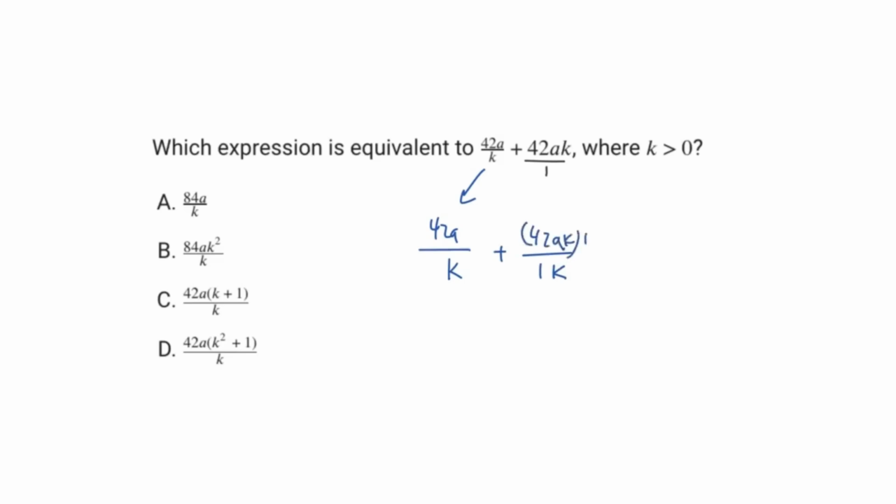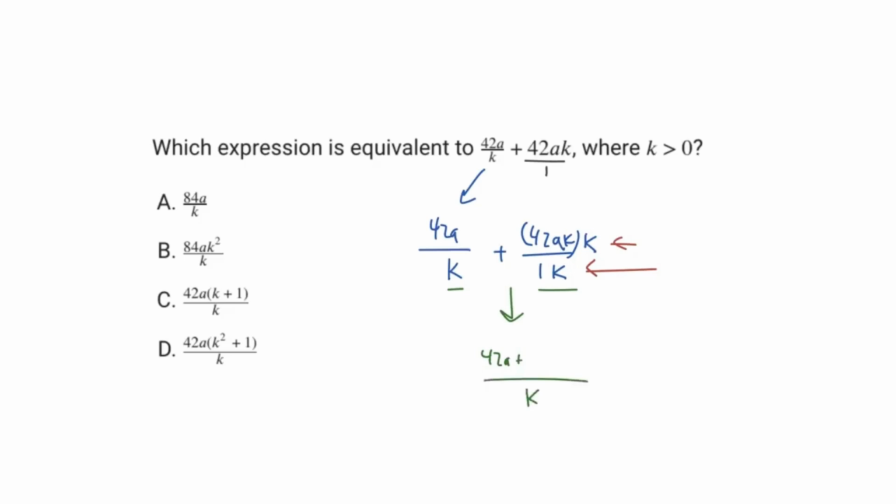times k. And the reason we're doing that is to find a common denominator, and k over k is 1, so it really is the same thing, right? It's the equivalent expression or form, but we just want a common denominator here because now that we have the same denominator, we can combine the numerators. We get 42a plus whatever over k.